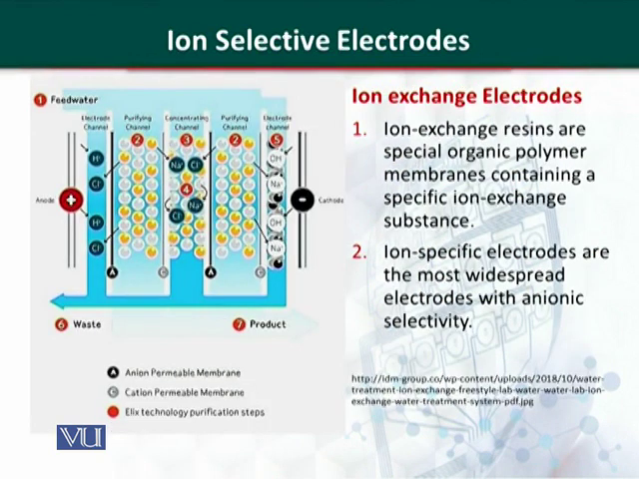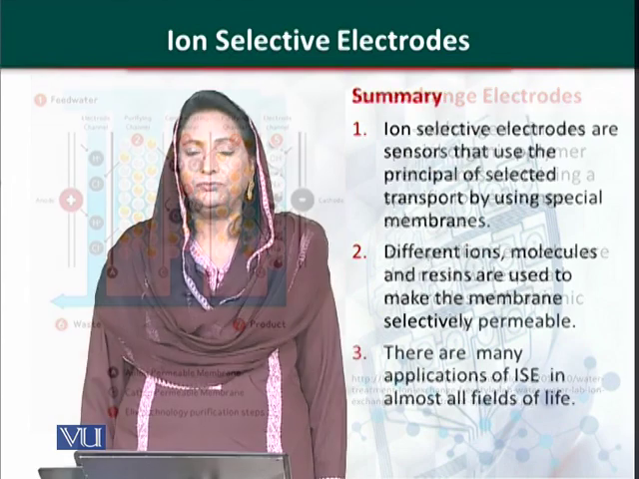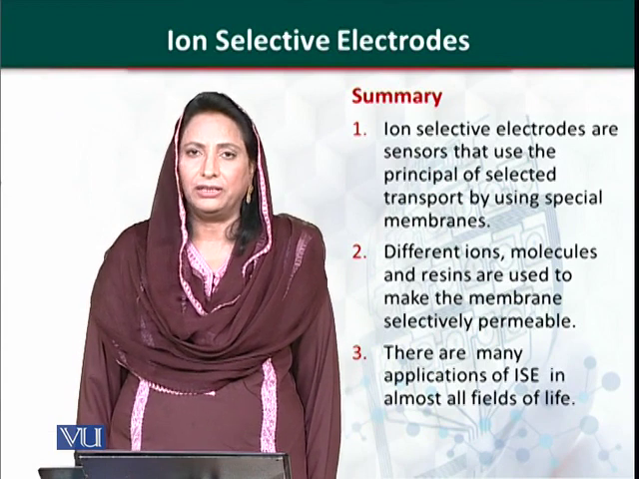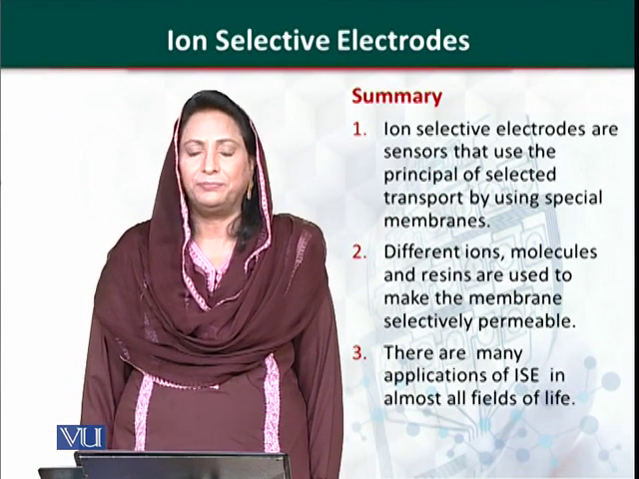Another type of ion selective electrode is the ion exchange electrode. In these electrodes we use different types of resin. These resins are of 2 types: one is an anion exchanger and the other is a cation exchanger. These exchangers are impregnated in ion exchanger membranes and their applications are generally for water purification. But one thing to remember is that these ion selective electrodes and membranes are not very stable. So we can say ion selective electrodes are sensors which sense specific ions.